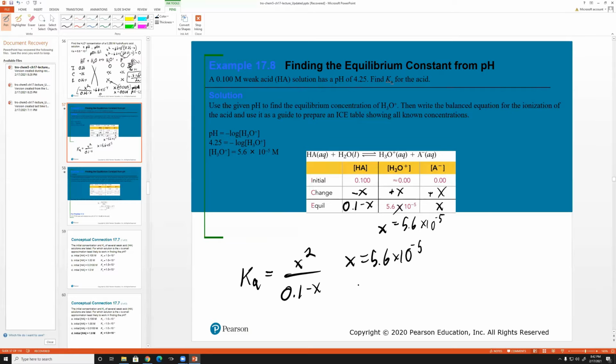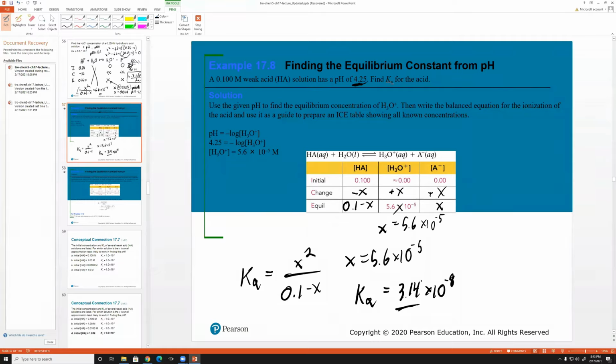And what do you get for Ka? 3.14 times 10 to the negative 8. That's 10 to the negative 8. All right. Almost pi. 3.14. So that's good. Cool. So this is acidic, right? Weak acid, because you have 4.25. Yeah. And then from there, you can solve for other things. Okay. Cool.